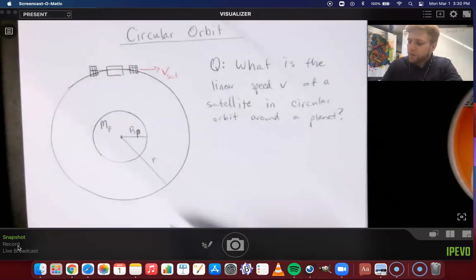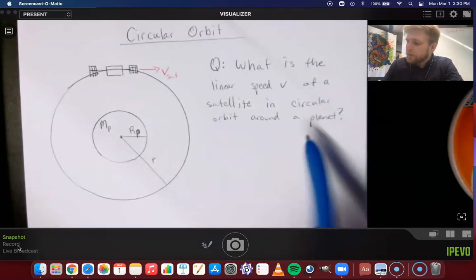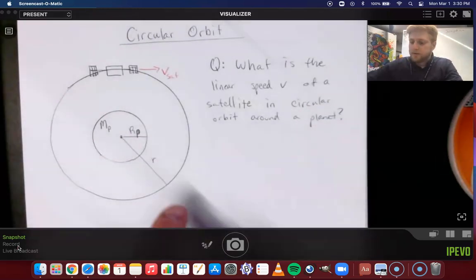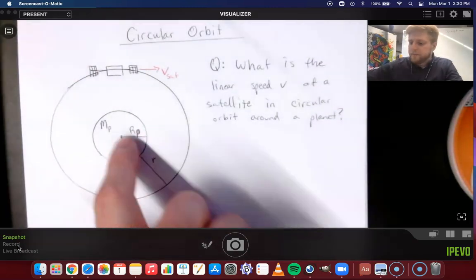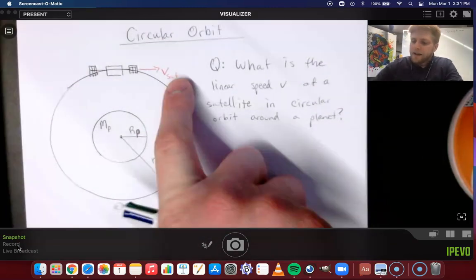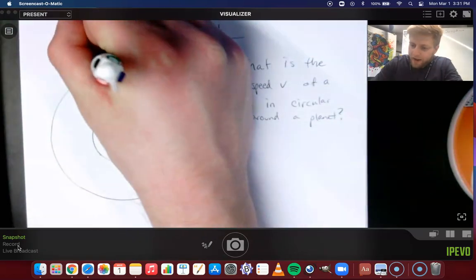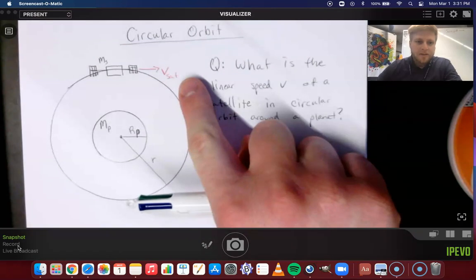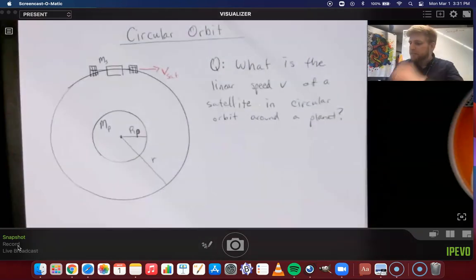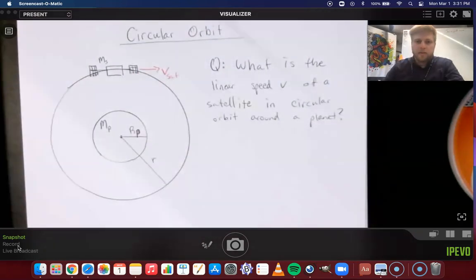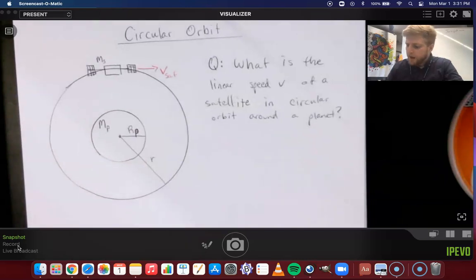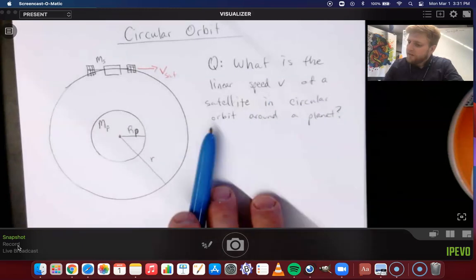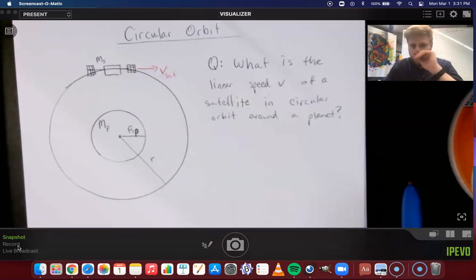The satellite is orbiting in a circular orbit at a distance little r from the center. Very important to distinguish between the radius of whatever planet and the radius little r. Let's give the satellite a mass ms for mass of the satellite. And then finally, it's traveling at some horizontal speed, some linear speed at every moment as it travels around the Earth. So the question we want to answer is, what is the linear speed v of a satellite in a circular orbit around a planet?